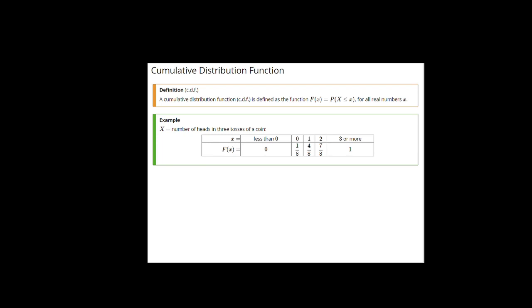What's the probability that X is less than or equal to 0? There is only one such value, and that is the value 0. What's the probability X equals 0? It's 1 over 2 cubed, or 1 over 8. So capital F of 0 is equal to 1/8.